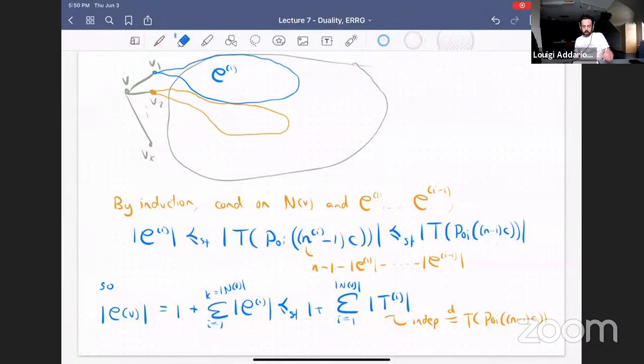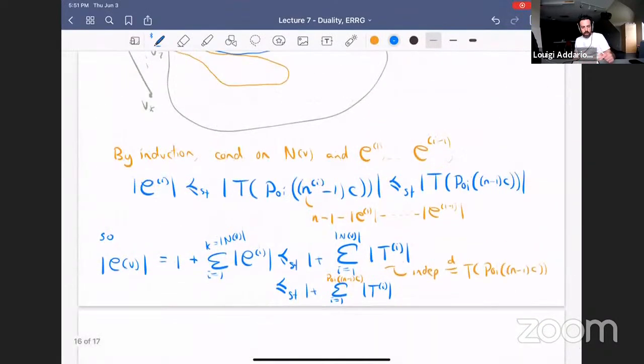Okay. But what's this? We also said that Nv was stochastically dominated by a Poisson (n minus 1)/c random variable. So this whole thing is stochastically at most 1 plus the sum over i from 1 to a Poisson (n minus 1)/c of the size of Ti.